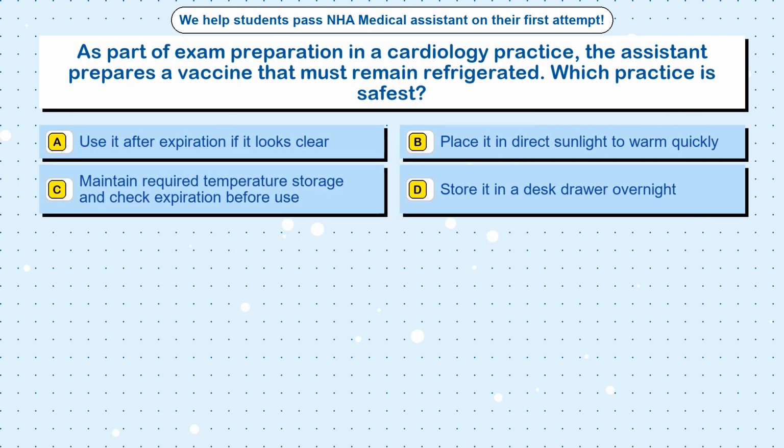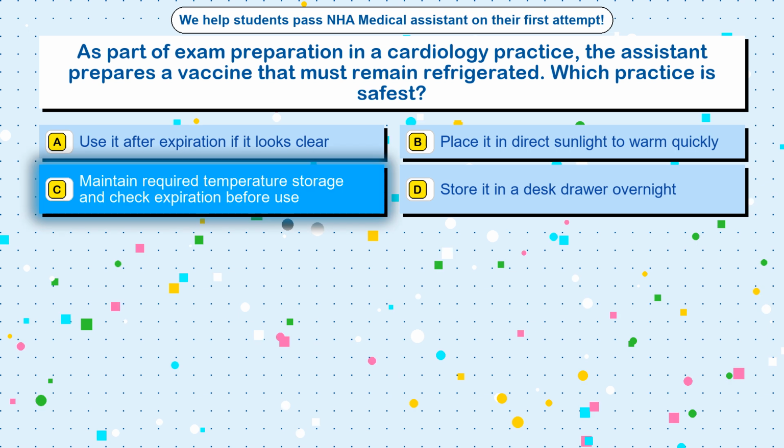Question 32. As part of exam preparation in a cardiology practice, the assistant prepares a vaccine that must remain refrigerated. Which practice is safest? Option A, use it after expiration if it looks clear. Option B, place it in direct sunlight to warm quickly. Option C, maintain required temperature storage and check expiration before use. Option D, store it in a desk drawer overnight.